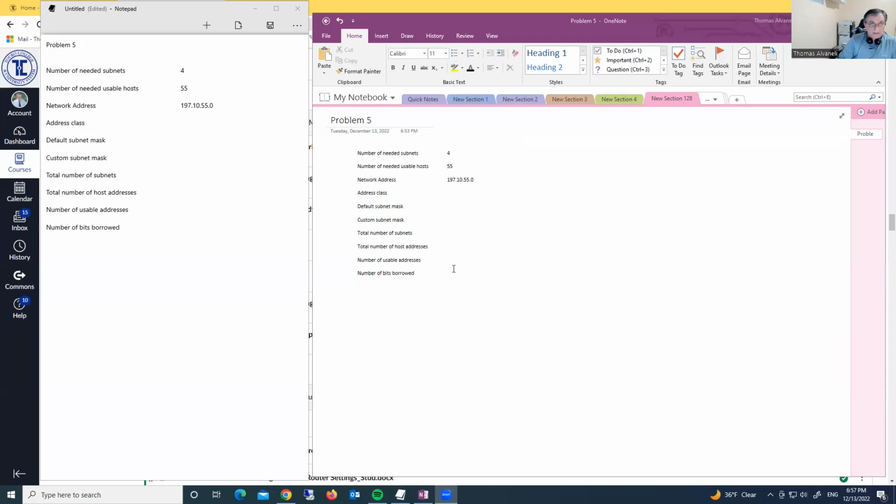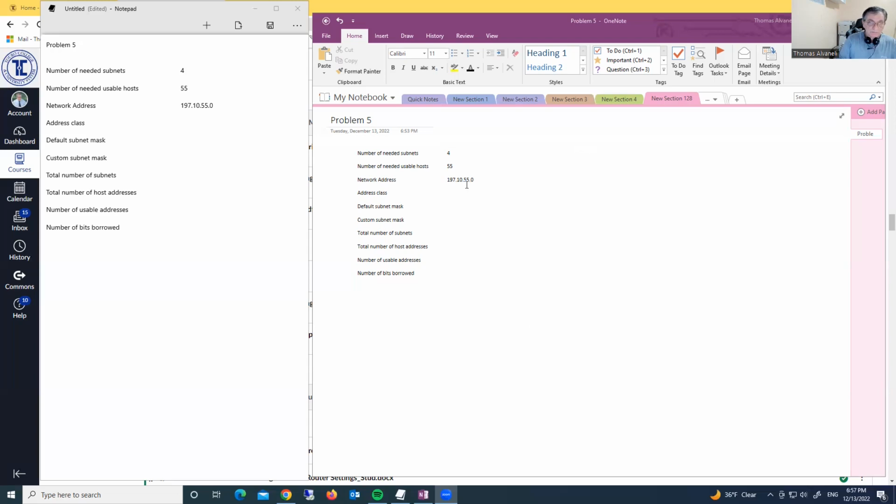Number of needed subnets. We need 4 subnets. Number of needed usable hosts, 55. And we have network address 197.10.55.0. Okay, first of all, we have to find out the class, right?